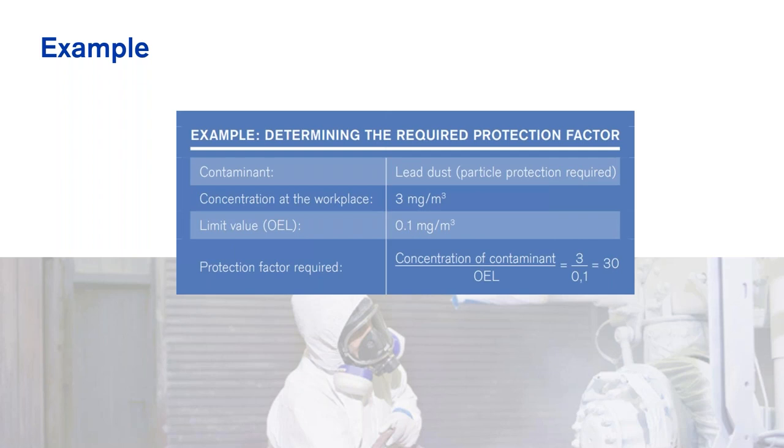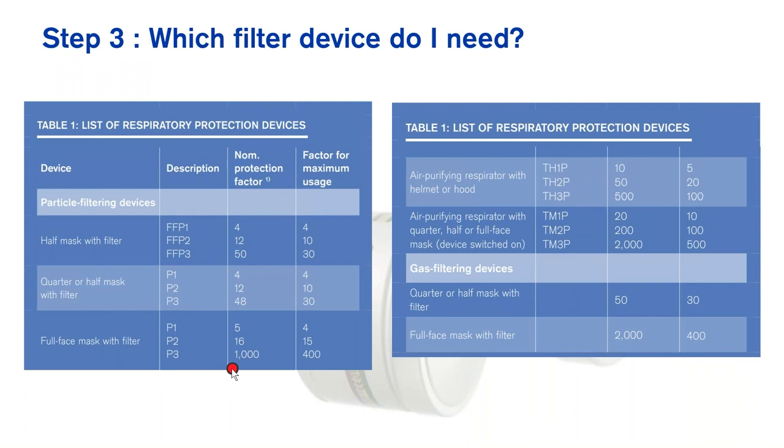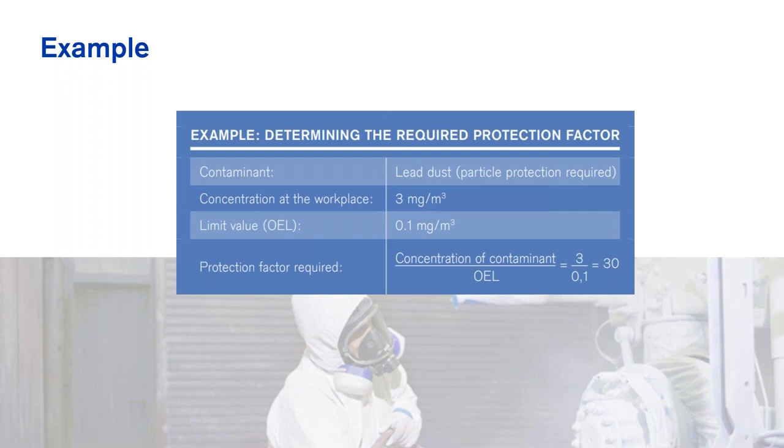In this example, you can use it to calculate the protection factor we require and relate back to the previous table to see what type of mask or filters we require. You can see here the minimum protection factor is 30, based on lead dust as the example. You will need a P3 filter, either with a half mask, full face mask or a PAPR, to reach the 30 level. You can't use a full face mask with a P2 filter because its nominal protection factor is lower.